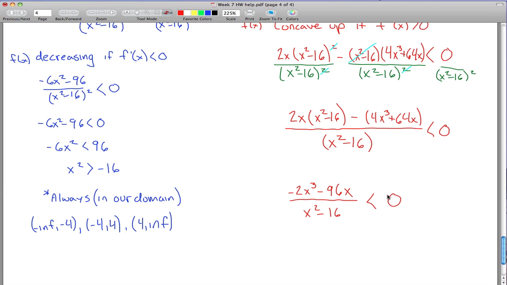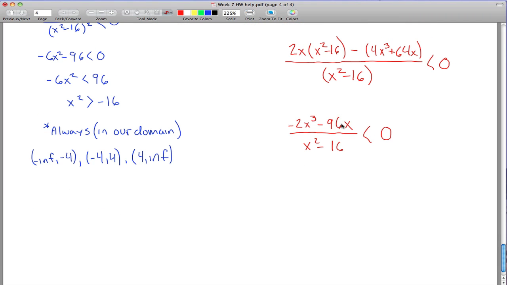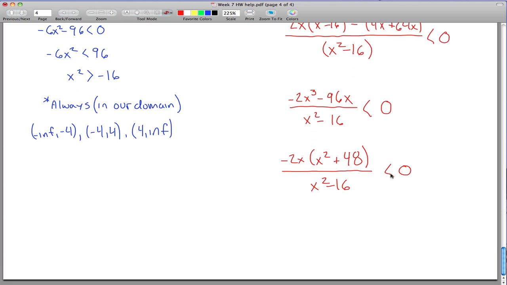Whew. So finally, we want to figure out when this thing is less than 0. And actually, let's simplify this one more time, make the top a little bit easier to look at. Pull out a negative 2x, and then what we're left with is x squared plus 48. And now I think we're at a point where we can figure out when this is true. There's two different ways this can be true. It can be true if we're in this positive number divided by negative number case, or if we're in a negative number divided by a positive number case.